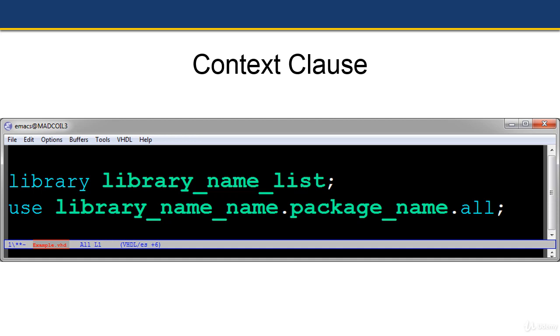The syntax is as follows: a keyword library, followed by a library name list, separated by commas if there's more than one. The next line is the use statement, which is use, then library name dot package name dot all. The library statement or statements are used to specify which libraries are to be used by subsequent use statements. The use statements are used to specify which portions of the library units are to be used during elaboration of the subsequent library unit.